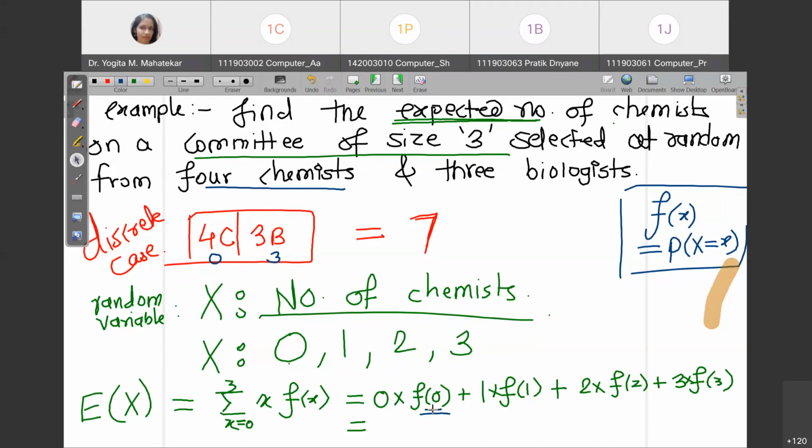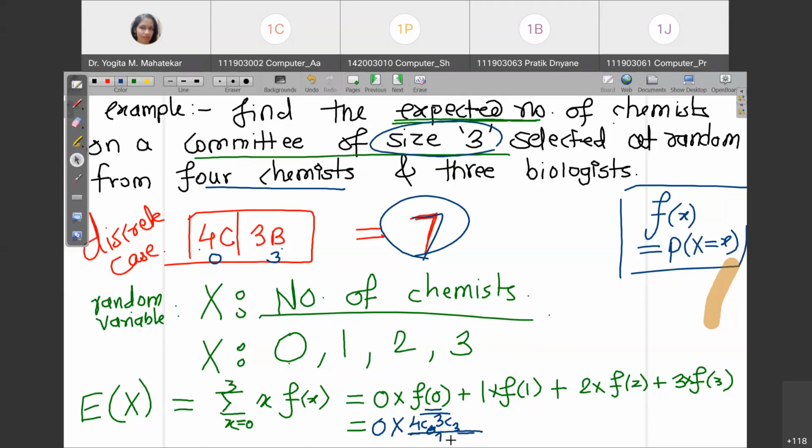So you tell me, how will you write f of 0? It is 4C0 into 3C3. Yes, 4C0: 0 chemists out of 4, into 3 biologists out of 3, whole divided by what? What is the total number of ways of choosing 3 people out of a total of 7? 4 chemists and 3 biologists means a total of 7 people in your hand, and you have to form a committee of size 3. So you have to divide by 7C3. Is this clear? f of 0 is 4C0 into 3C3 divided by 7C3.